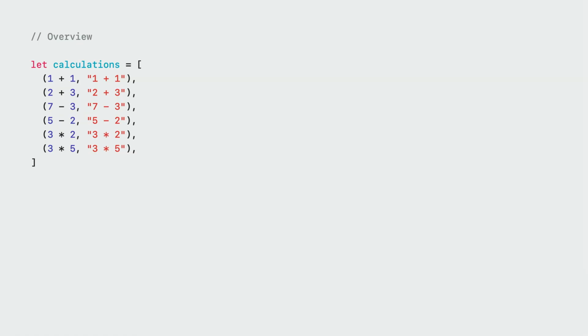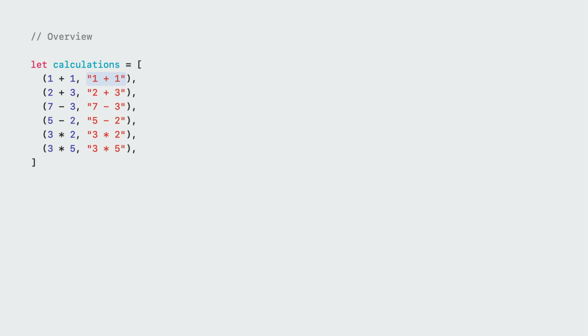So let's get started. Here we have a list of calculations that first-year students can use to practice their arithmetic skills. We have the result as an integer on the left, and the calculation as a string literal on the right side of the tuple. Notice how this is repetitive, redundant, and even error-prone, because nobody can guarantee that the result actually matches the calculation.